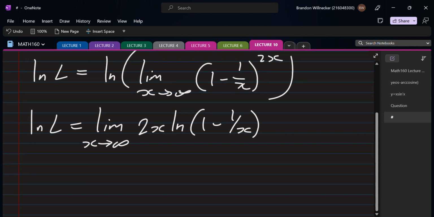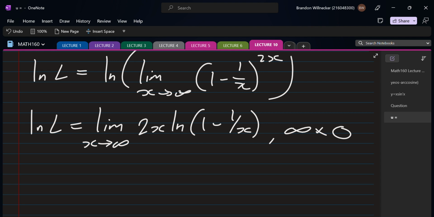Okay, so what type of indeterminate form do we have here? If x goes to infinity, the first part goes to infinity, the 2x. What about the second part? 1 over x will go to 0. The natural log of 1 is 0. So it's an infinity times 0 situation. So infinity for the first part, the second part ends up being 0. So it's that type of indeterminate form.